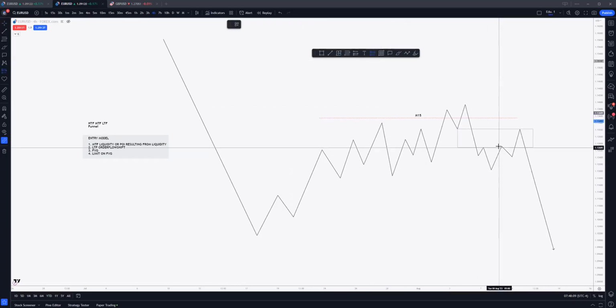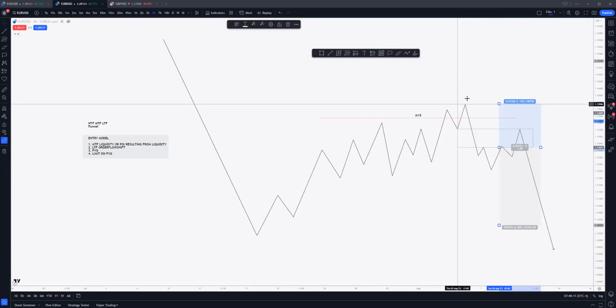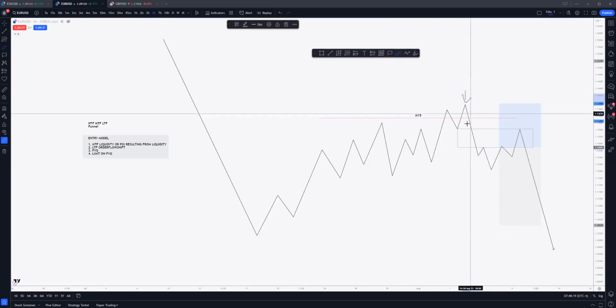Limit the FVG. Okay. Limit the FVG, stop covering the high. So this would be the high of candle 2, the candle that causes the FVG.